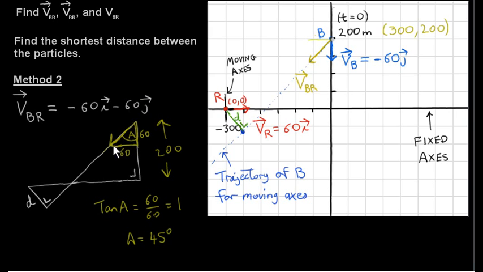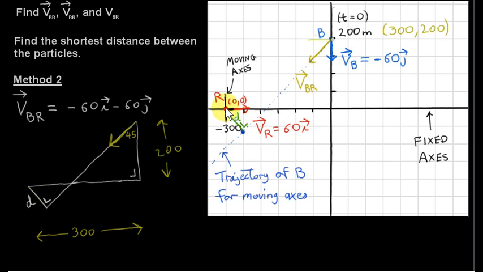In the right angle triangle that I've drawn here, where the vector VBR is the hypotenuse, the tan of this angle A is opposite over adjacent. That's 60 divided by 60, which is 1. Inverse tan of 1 is 45 degrees. So now we've found A. Now we know the distance of R to the origin of the fixed axis at time t equals 0 is 300 meters. R starts here, this position, minus 300. So we have this distance. Now we can also get this distance along here.